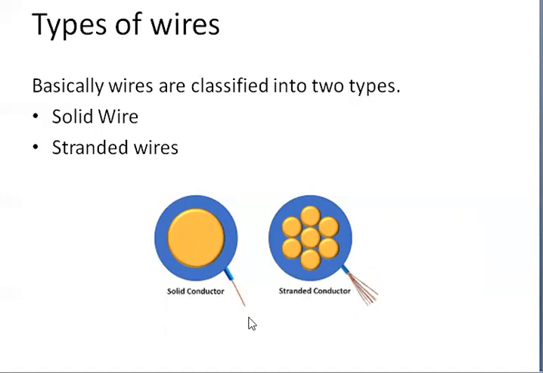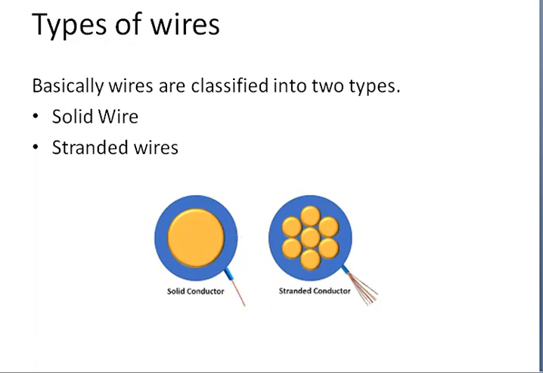And coming to the stranded wires, when thin strands of many wires of equal size are twisted together and covered by a proper insulation material, then it is known as a stranded wire. And the flexibility of the stranded wires is very high when compared with the solid wires. These stranded wires are generally used for long life applications. This is about solid wires and stranded wires.